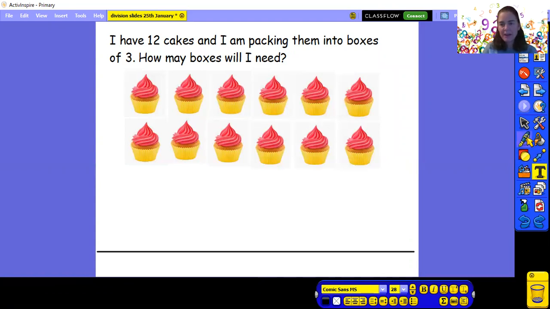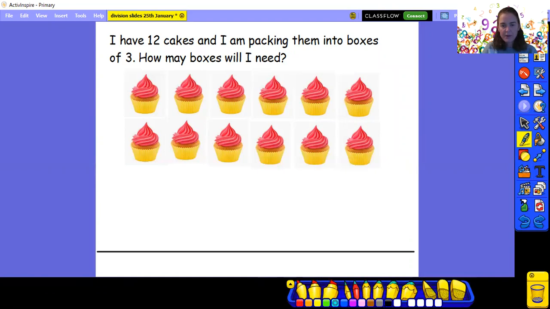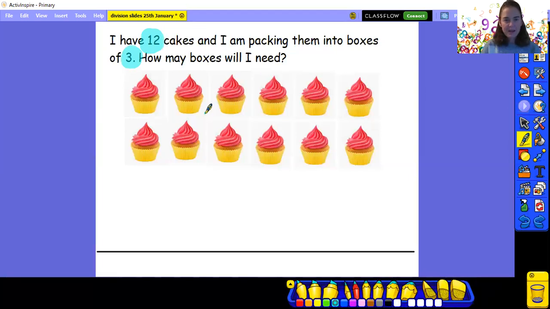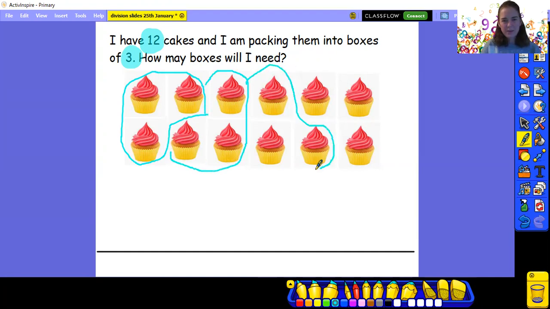Okay, so important information. We've got 12 cakes and we're packing them into boxes of 3. So I'm going to actually put these into groups. So let's have a look. I've got 1 box of 3, 2 boxes of 3, 3 boxes of 3, 4 boxes of 3.